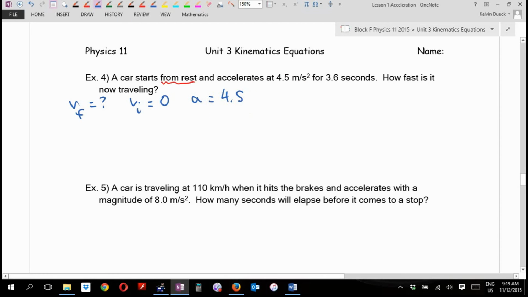What's that 3.6? Jess, time? I'm looking for an equation that has VF, VI, A, and T, and I'd like it to have the VF by itself. I think this one.